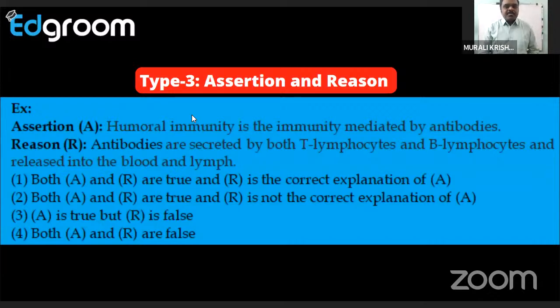In this case of assertion reason, humoral immunity is the immunity mediated by the antibodies, which is the right option. Antibodies are secreted by both T lymphocytes and B lymphocytes and released into the blood and lymph. In this second reason content, T lymphocytes are not producing antibodies; B lymphocytes are producing antibodies. That's why A is true and R is false is the correct option for this.